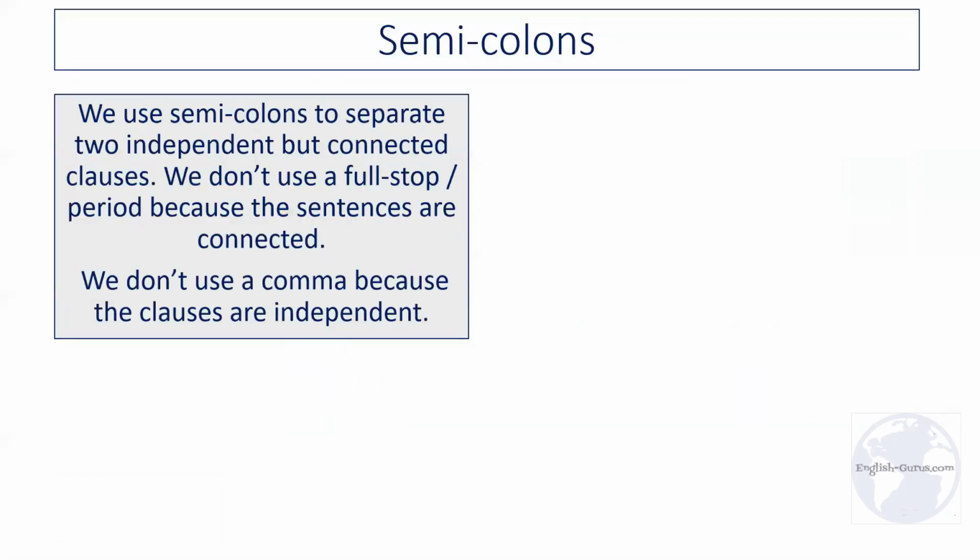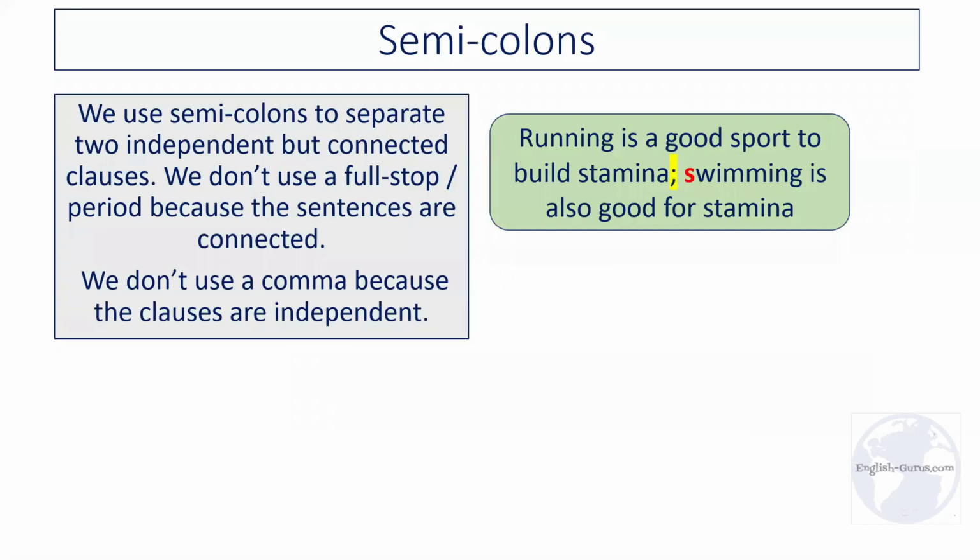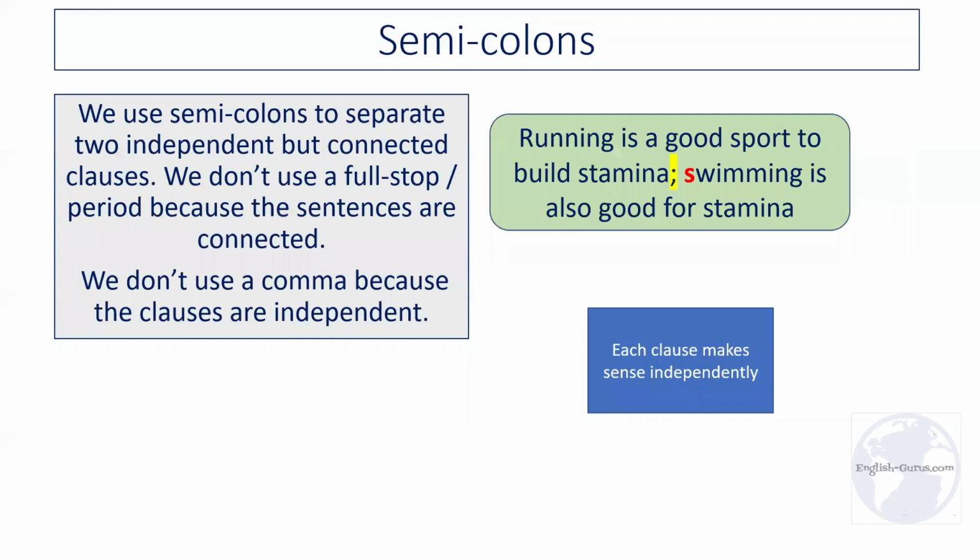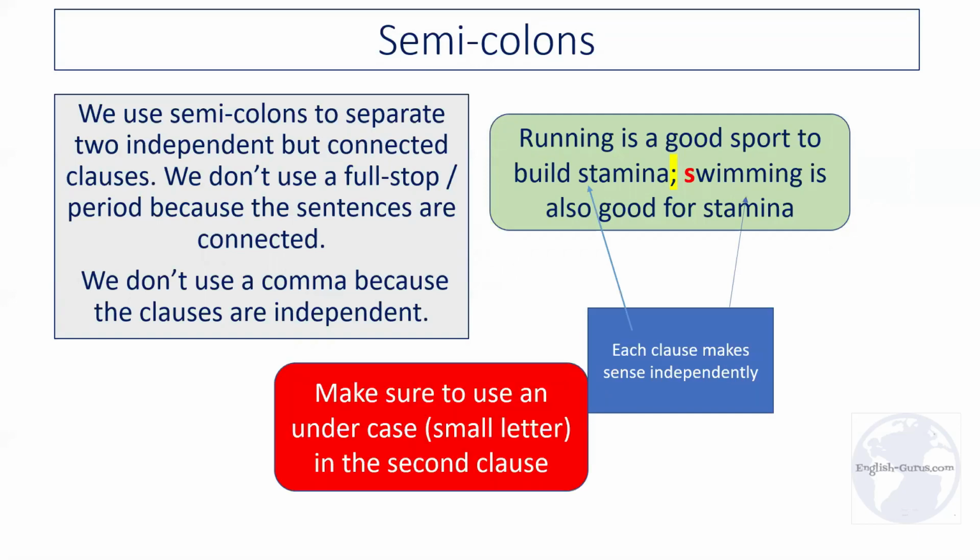Semicolons are different. We use semicolons to separate two independent connected clauses. We don't use a full stop after the first independent clause because the sentences are connected. We do not use a comma because the clauses are independent. So for example, running is a good sport to build stamina, semicolon, swimming is also good for stamina. So each clause can make sense by itself. So that's why we use the semicolon. Make sure to use a lowercase letter after using a semicolon in the second clause. We don't use a capital as after a period or full stop. We use a small letter after a semicolon.